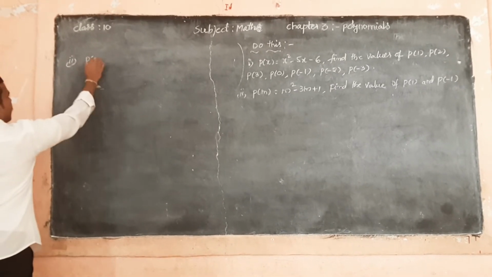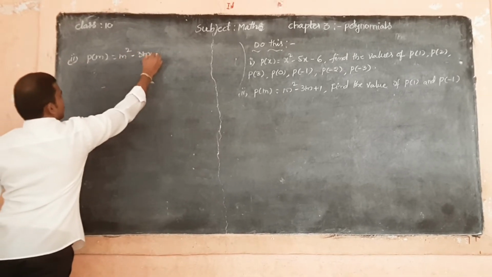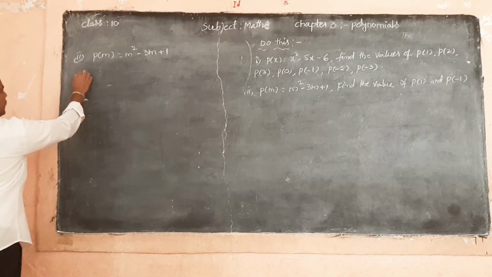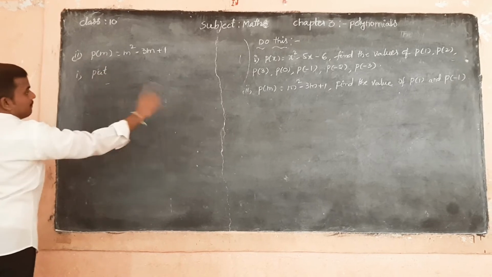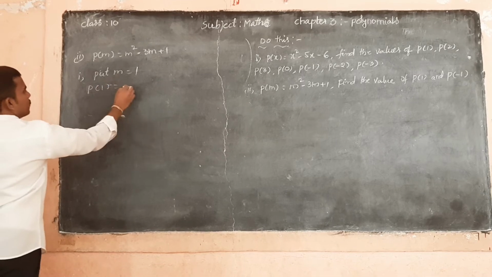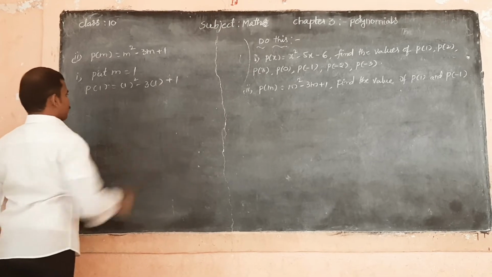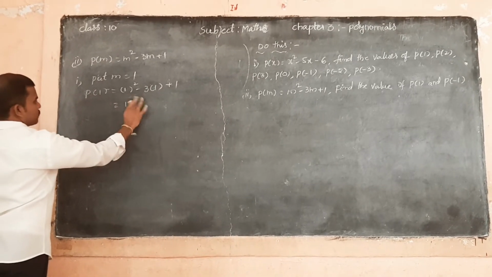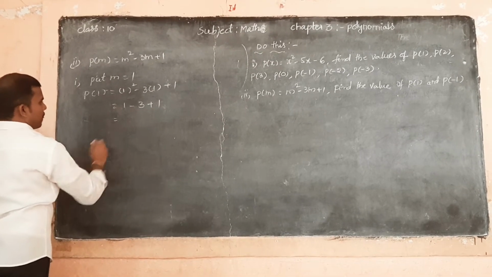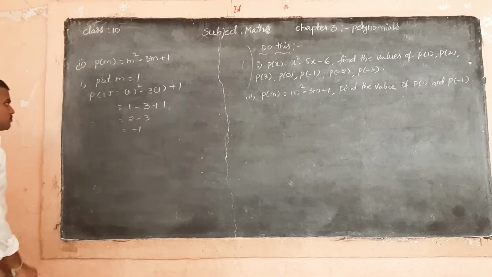So given polynomial P of m is equal to m square minus 3m plus 1. So first one, put m is equal to 1. So P of 1 is equal to 1 square minus 3 into 1 plus 1. 1 square means 1, minus 3 ones are 3, plus 1. 1 plus 1 is 2, minus 3, that is equal to minus 1.